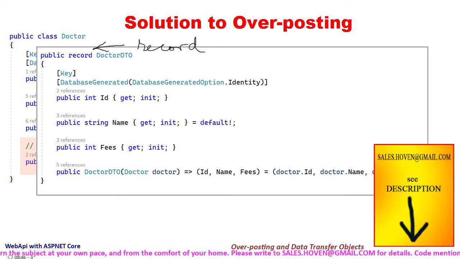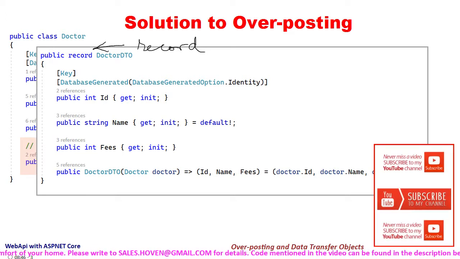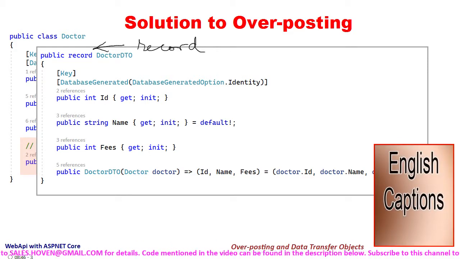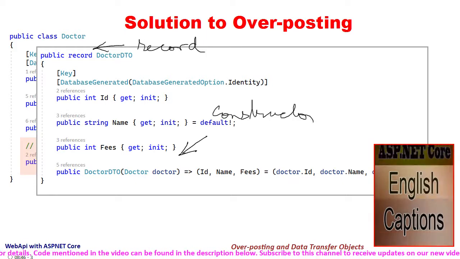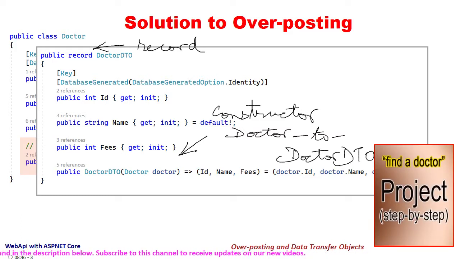If you are not familiar with this keyword, then you can either go through the new C# syntax, or you can equally use the class keyword for that. It won't impact much on our learning right now. This record also contains a constructor that is used for translation of a doctor to a Doctor DTO.